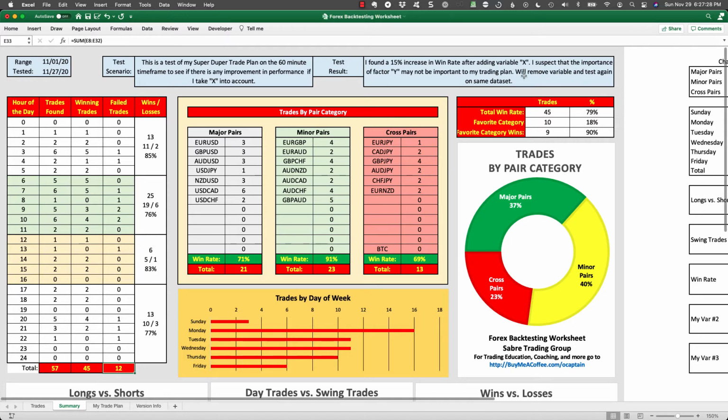All right, and that's reflected up here in the corner. Total win rate, 45 wins, and you had a 79% hit rate. So not a bad hit rate there. The center column is trades by pair category. All right, so you have your major pairs, minor pairs, and cross pairs.